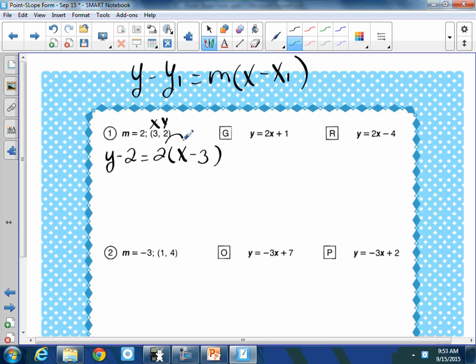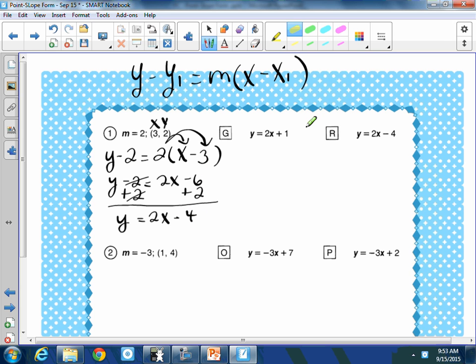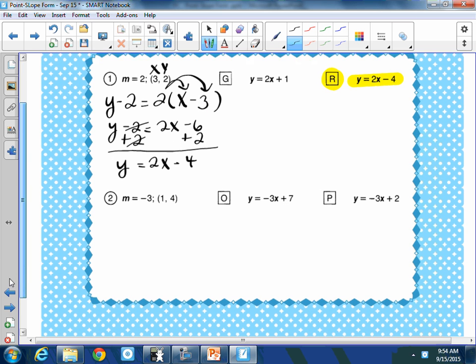I'm going to distribute that 2. So this is y minus 2 equals 2x minus 6. And then I'm going to add 2 on both sides of the equation. And I get that y equals, this is 0, 2x minus 4. So the correct answer was R. It's that simple, guys, okay? So we're going to practice a few. Let's go ahead and do the next one.